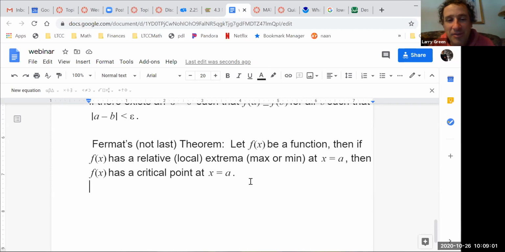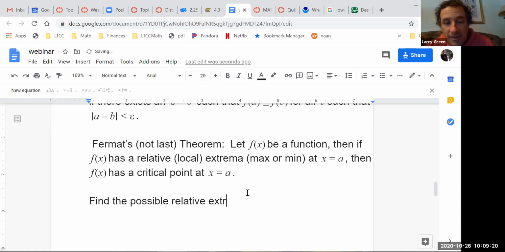Okay, let's just do some examples. So find the possible relative extrema for f of x equals x minus 2 times the sine of x.